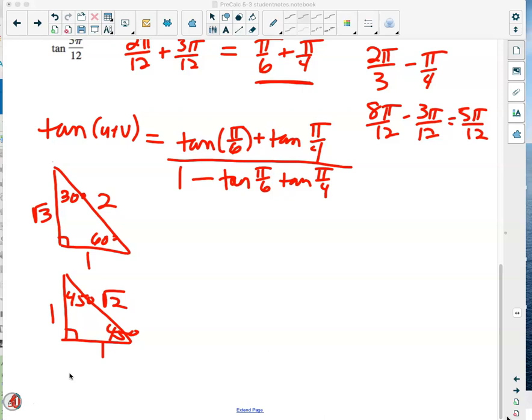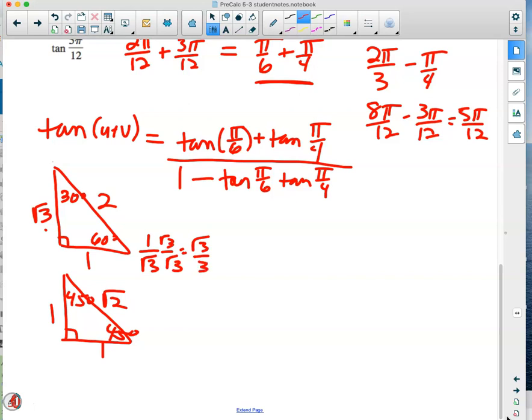So now we need the tangent of pi over 6, which is the tangent of 30 degrees. Opposite over adjacent, 1 over the square root of 3, but we rationalize the denominator, and we get the square root of 3 over 3. And then the tangent of 45 degrees, which is pi over 4, opposite over adjacent is 1. So let's put those in there.